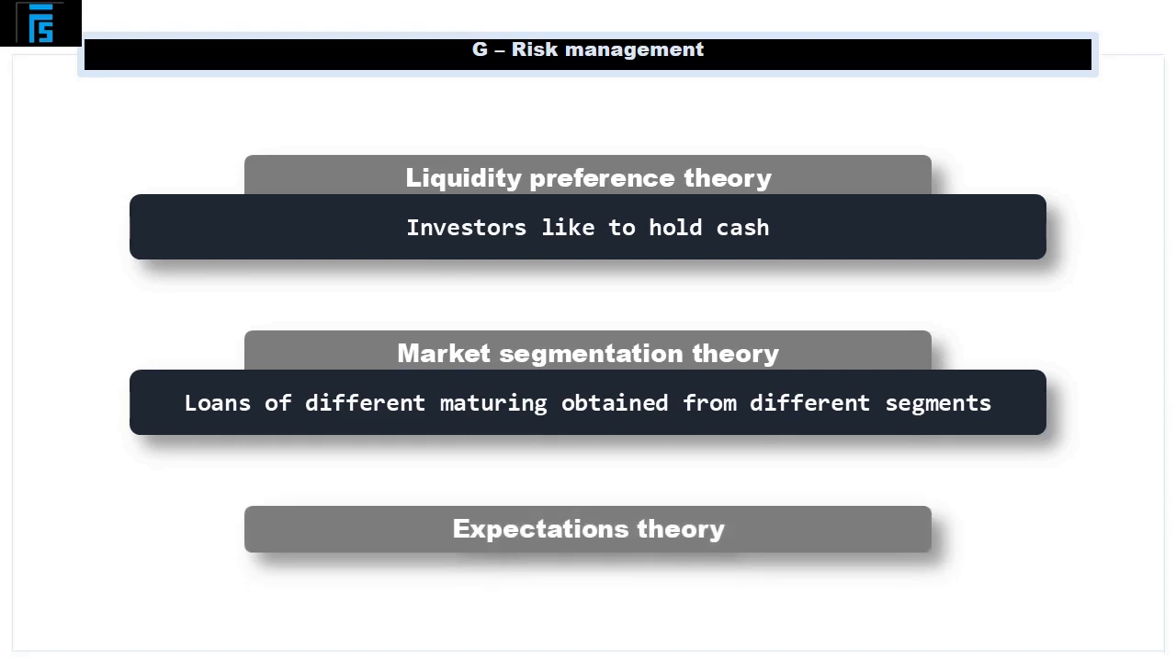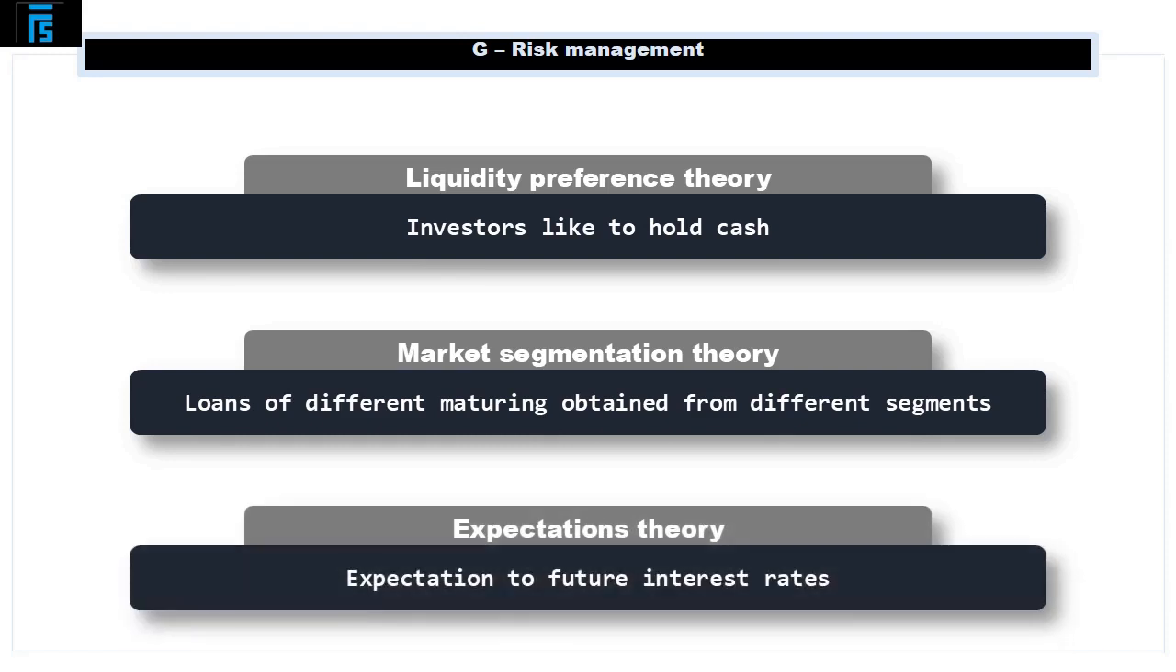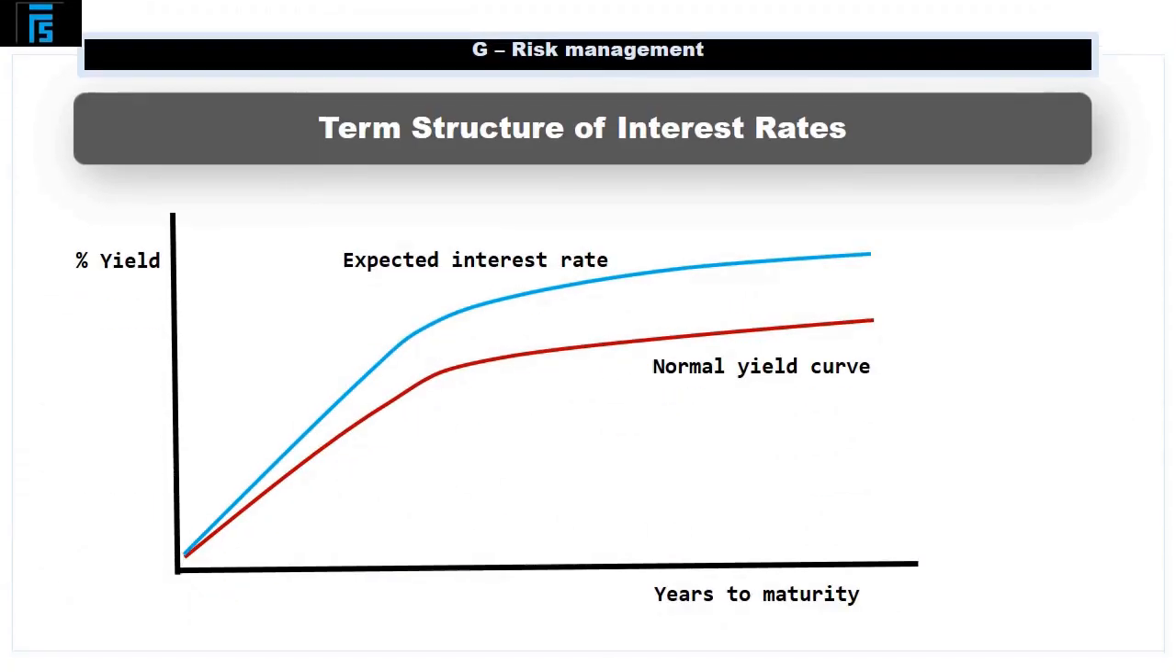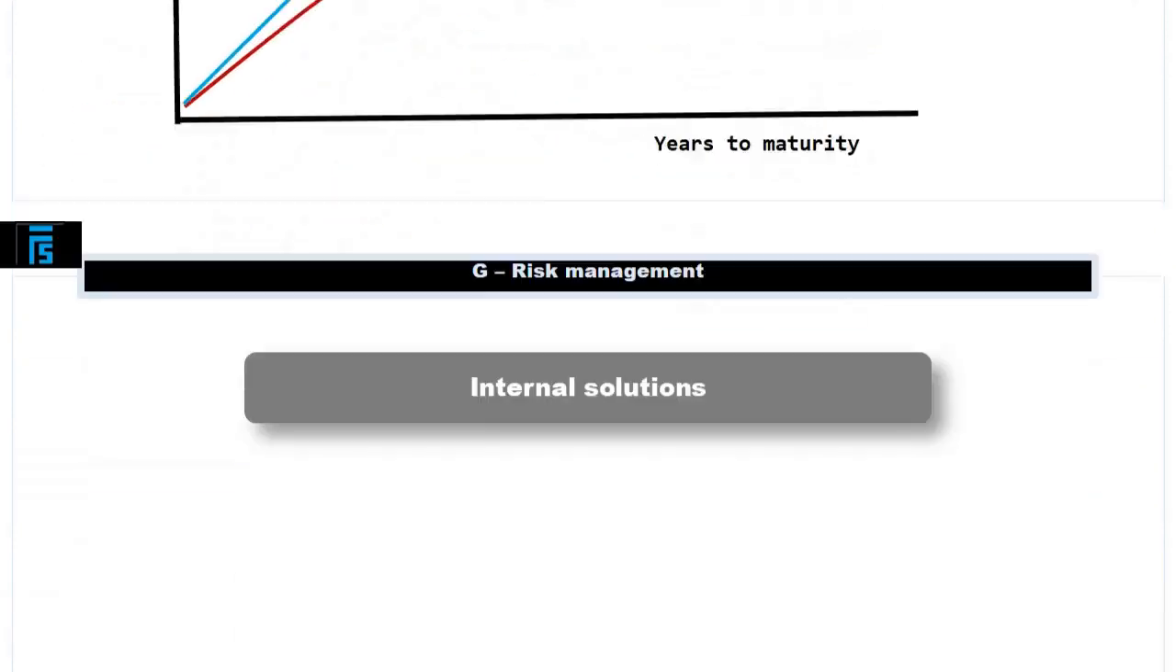And 3, expectations theory reflects expectations as to future interest rates. This reflects the angle or slope of the line. For example, a steep sloping curve would indicate an expectation that rates will rise.